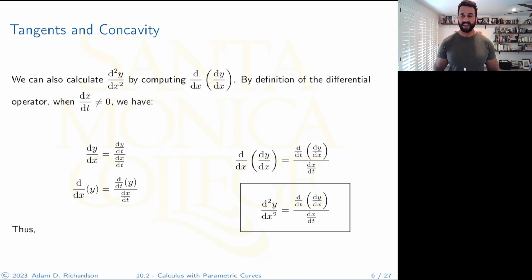Now, how do we find concavity? We can investigate concavity by using the second derivative. If you remember from Calc 1, if you want to determine where a curve is concave up or concave down, you use the second derivative, and the second derivative will tell you that.